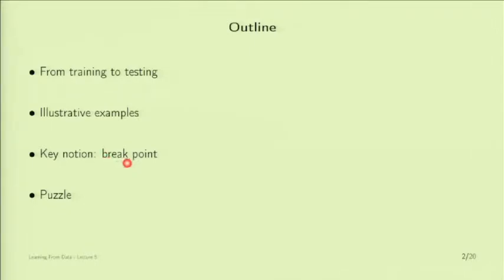And the breakpoint is the one that will later result in the VC dimension, the main notion in the theory of learning. And finally, I end up with a puzzle. It's an interesting puzzle that will hopefully fix the ideas that we talked about in the lecture. OK. So now let's talk about training versus testing. And I'm going to take a very simple example that you can relate to.